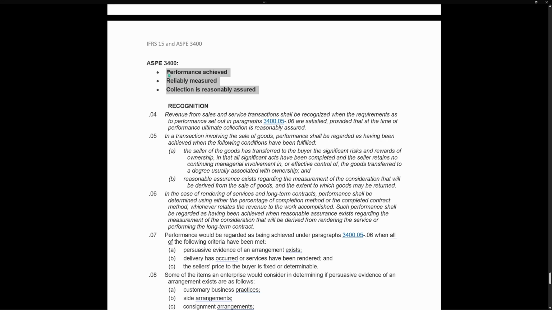And here is the first part, performance achieved, and then you talk about the performance achieved. You will see paragraph 5 that the seller of the goods has transferred to the buyer the significant risk and rewards. As I said before, ASPE 3400 is mostly focused on significant risks and rewards. And the other part is reasonable assurance regarding the measurement of the consideration that will be derived from the sale of goods. Again, it's talking about the measurement of the amount, or if we want to say it in IFRS language, the transaction price.